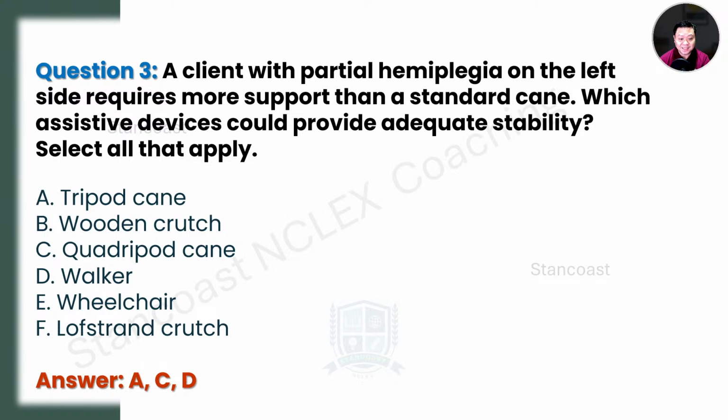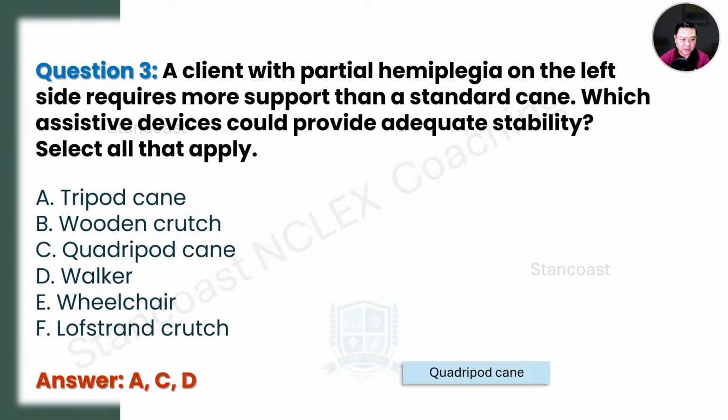Now, if you selected letter B, wooden crutch, it does not provide sufficient stability for partial weight bearing patients, right? Now, if you selected letter E, wheelchair, this is going to reduce the patient's independence. It's not ideal for a patient to be able to bear partial weight on the affected leg. So eliminate wheelchair right away. And then if you selected letter F, Lofstrand crutch, again, this is something that is more suited for clients with bilateral weakness rather than unilateral weakness from hemiplegia.